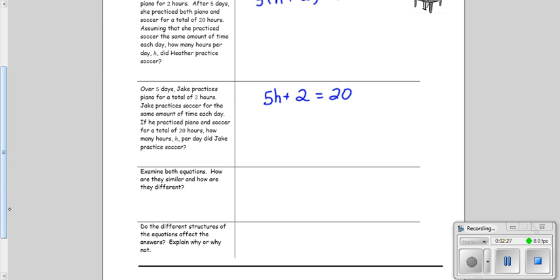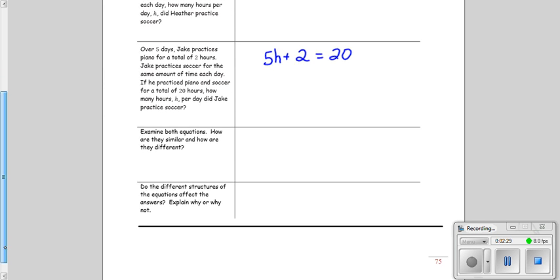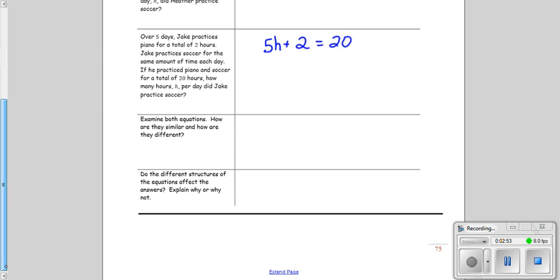Examine both equations. How are they similar? How are they different? They are similar in that they both have the numbers 5, 2, and 20. They're similar in that they both use H for the variable for the number of hours of practice for soccer. And how are they different? The difference is the amount of piano that they practiced. Do the different structures of the equation affect the answer? Explain why or why not.